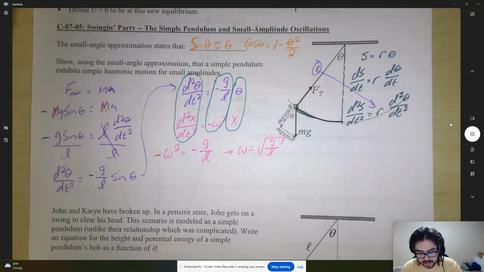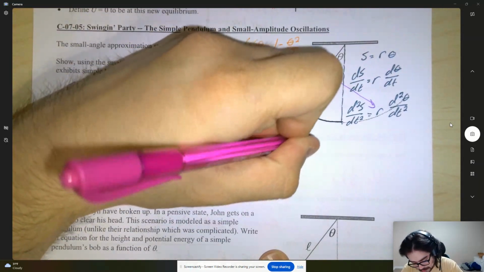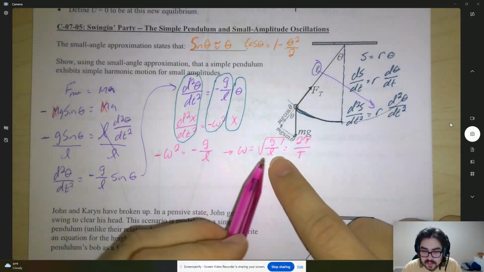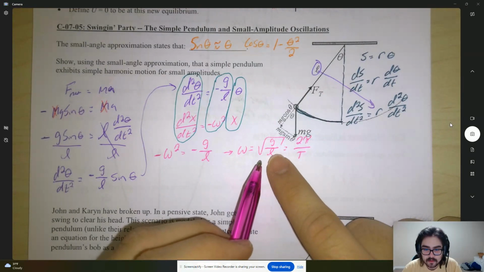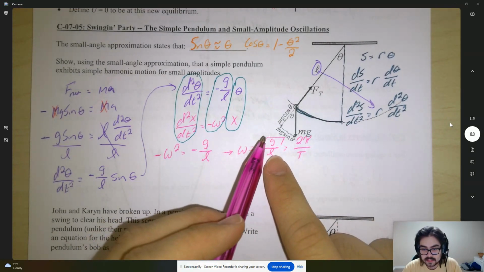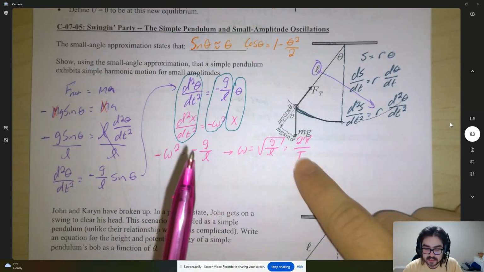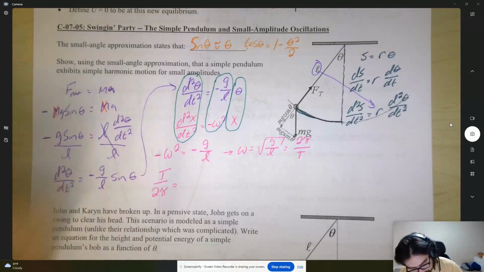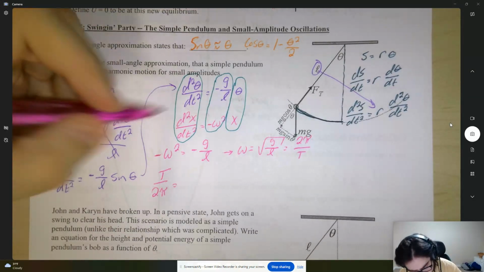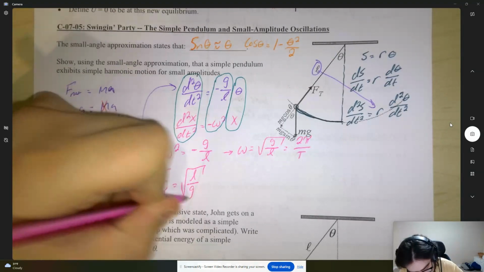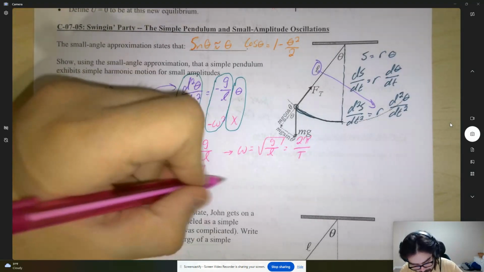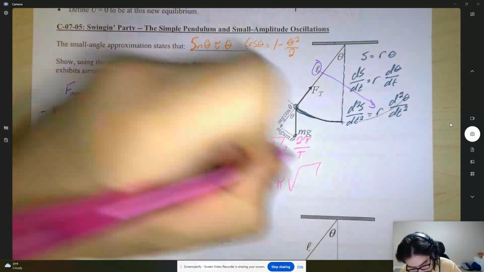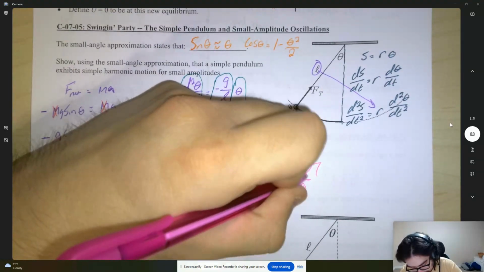I also know that omega is equal to 2 pi over period T. Well, this is the same thing as saying root g over root L. What I ultimately need to do is flip both sides so I can get T on top. So I get T over 2 pi equals root L over g. And then multiply by 2 pi, and you get the period equation that we all know and love, which is 2 pi root L over g.